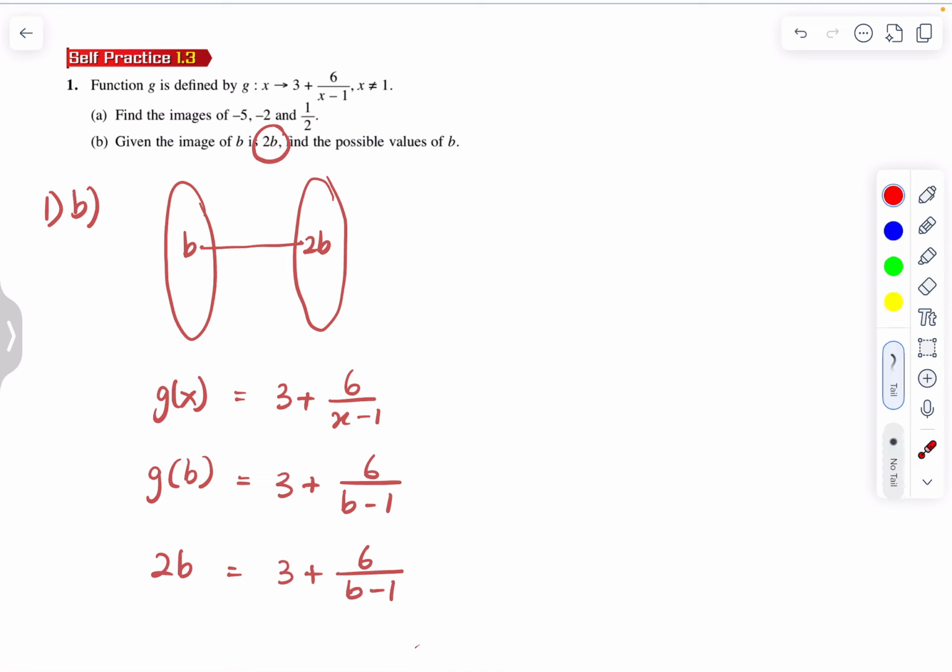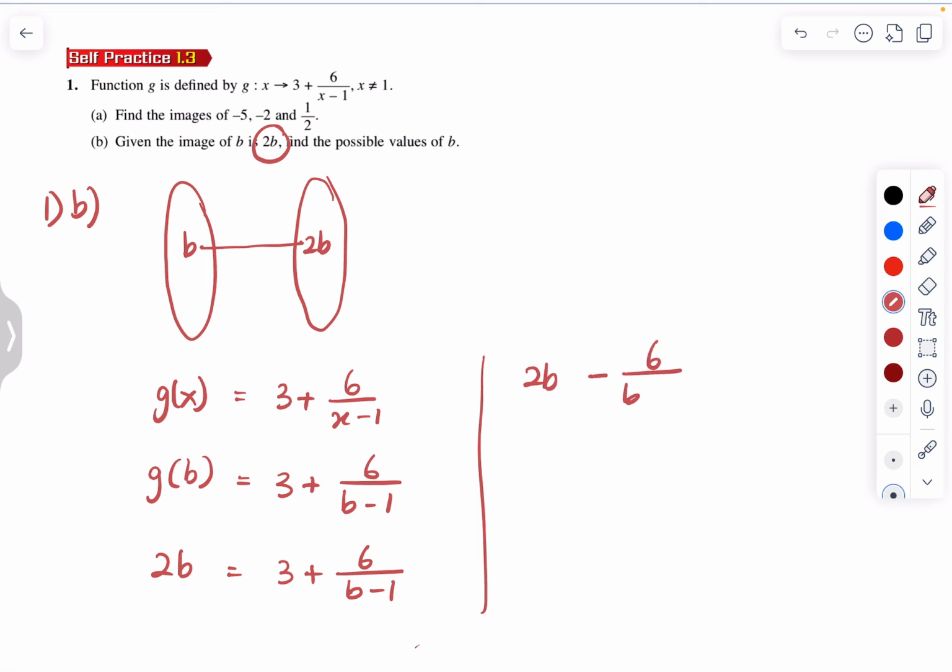Can you understand? This is our object. When our object is b, our image is 2b. So you put the object into here. This is our image, and our image also represents 2b. So then we can find b. Let's make b the subject.